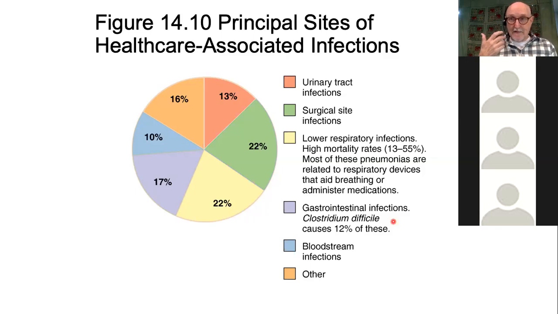And very characteristically, if the person has a gastroendoscopy, if the gut is examined with a camera, you'll see these huge patches of white pseudomembrane plastered up against the gut wall. It causes an intense inflammatory reaction, and it's extremely debilitating and extremely difficult to treat. They do not respond well to antibiotics themselves.